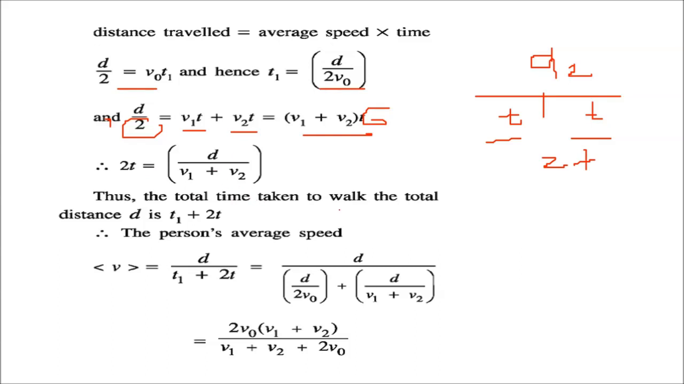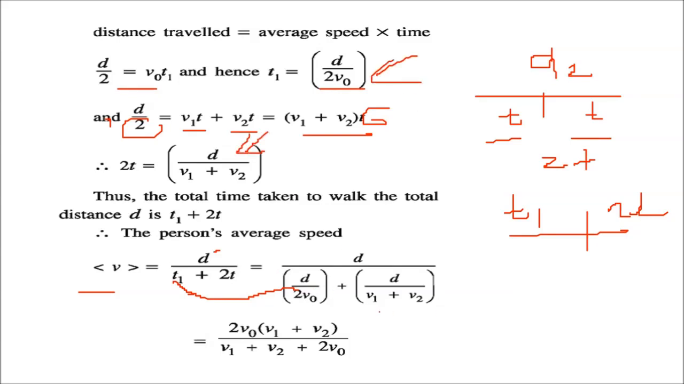So the total time of travel is t1 plus 2t, where we took the first half as t1 and the second as 2t. The average speed will be what? Speed we know is distance by total time. t1 we have just computed as d by 2 v0, and the second time is d by v1 plus v2. We put these here, and the total distance is d. So we rearrange them, d cancels out, and this is the final value.